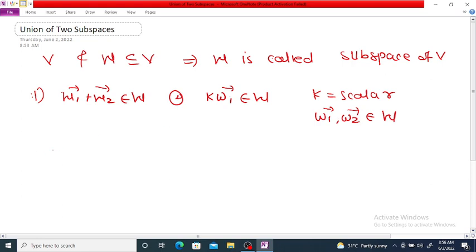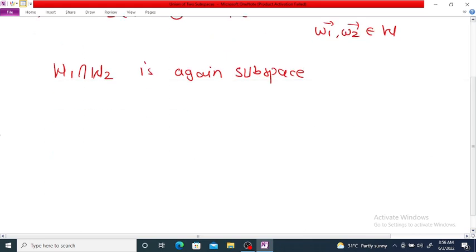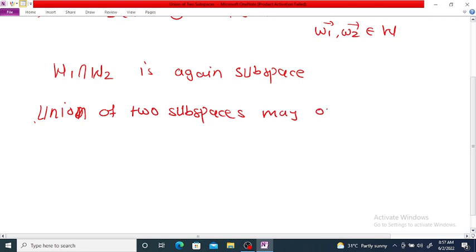In the last lecture we discussed that the intersection of two subspaces is again a subspace. But what about the union of two subspaces? The union of two subspaces may or may not be a subspace of vector space V.